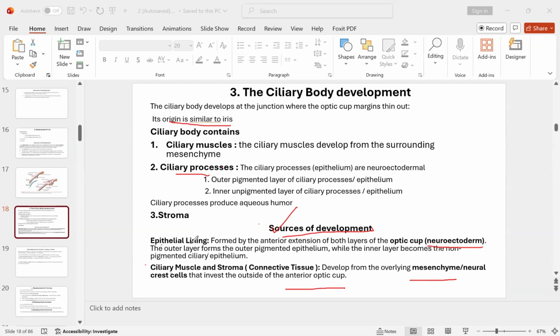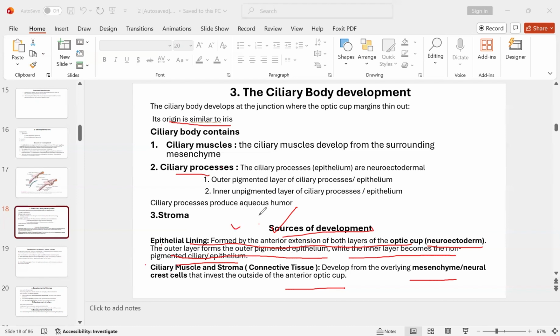Ciliary epithelium is formed by the anterior extension of both layers of the optic cup. The outer layer of the optic cup forms the outer pigmented ciliary epithelium, while the inner layer of the optic cup becomes the non-pigmented ciliary epithelium.